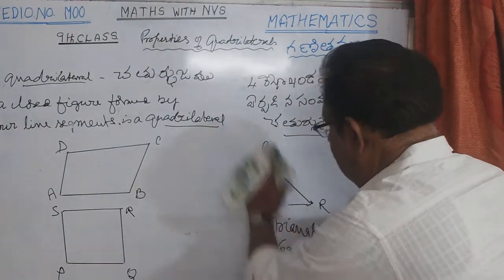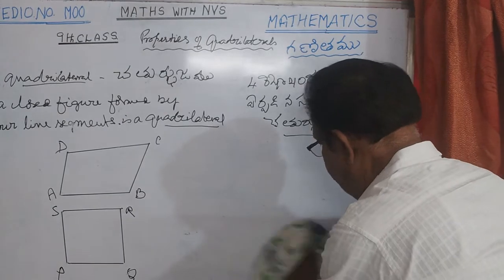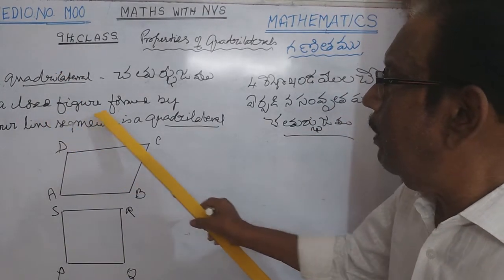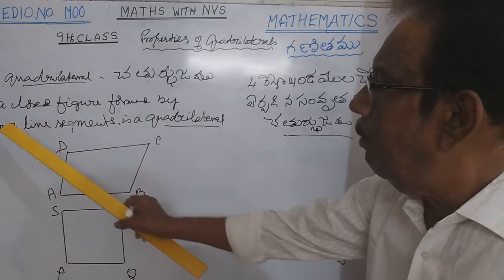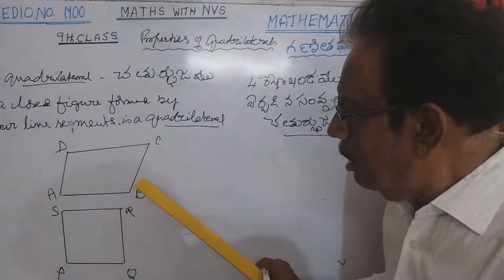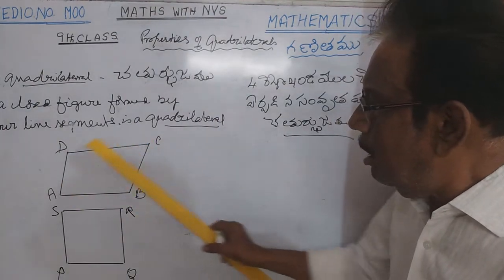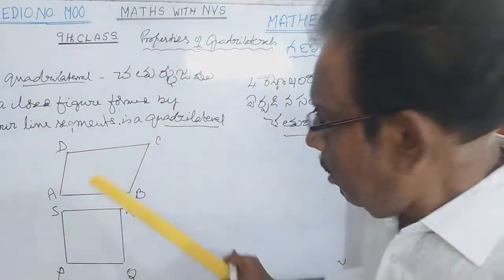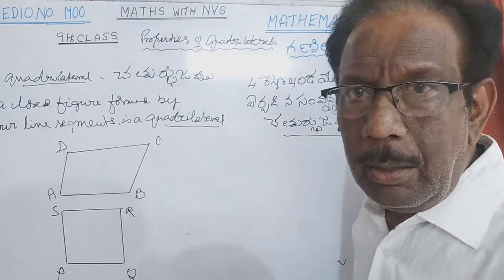Now we are going to quadrilateral. Now look here. A closed figure formed by four line segments is a quadrilateral. It has four sides. See, look here. ABCD is a quadrilateral. It has four sides. A four-sided closed figure is called a quadrilateral. Understand?